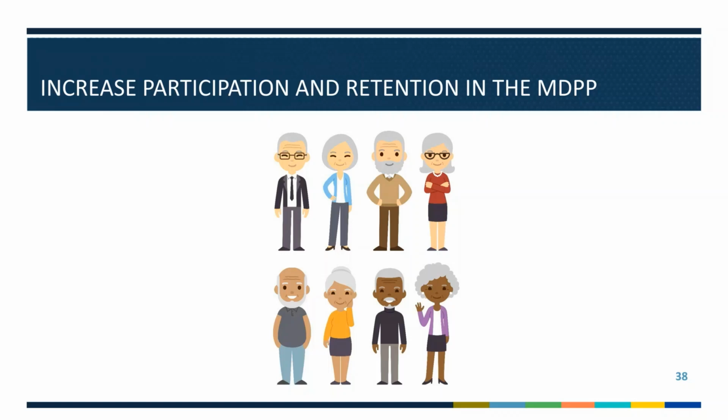Consider social and contextual factors that can influence participation and retention in the MDPP, such as language, literacy level, and culture. Health department staff and the MDPP supplier site can examine local data to determine the specific needs of local Medicare Part B beneficiaries and tailor their program materials accordingly.